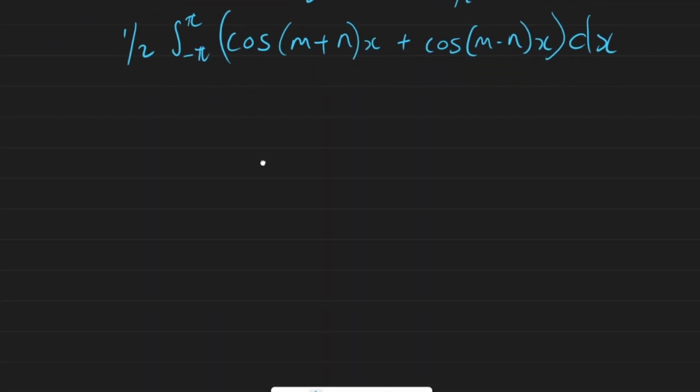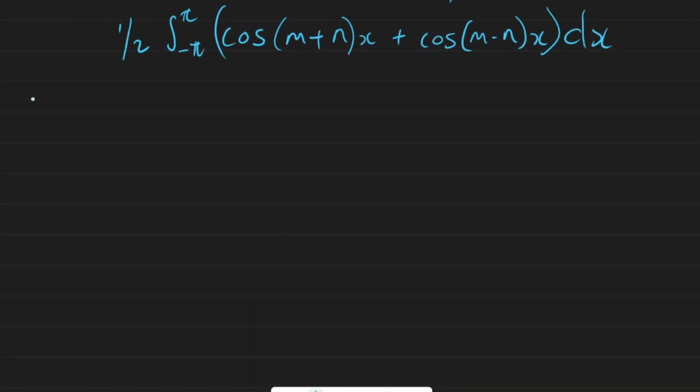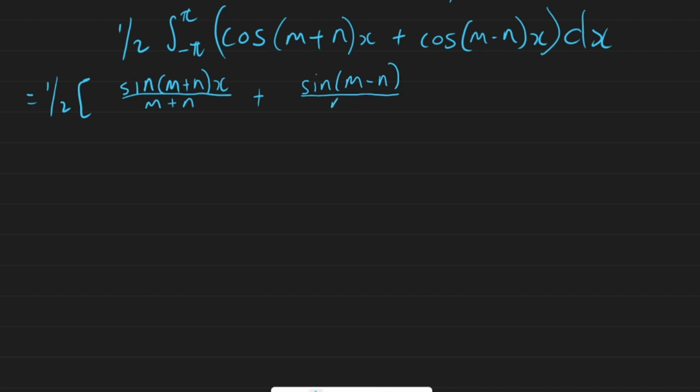So this is a straightforward integral to evaluate. What we get is a half. The integral of cos is sine. So we have sine of m plus n, and we have to divide by m plus n. And the same is true of the other term. So we have sine of m minus n divided by m minus n. Integrated from minus pi to pi.